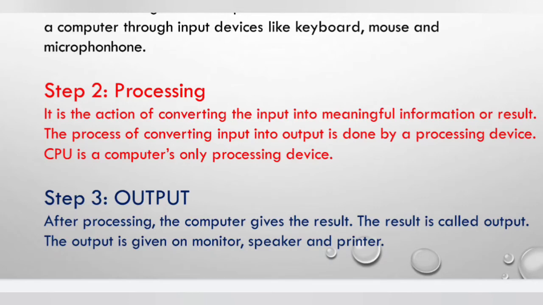The process of converting input into output is done by a processing device. Whatever data and instructions are given to a computer, the action of converting the input into output is done by a processing device. And what is the processing device? It is the CPU. A CPU is the computer's only processing device.